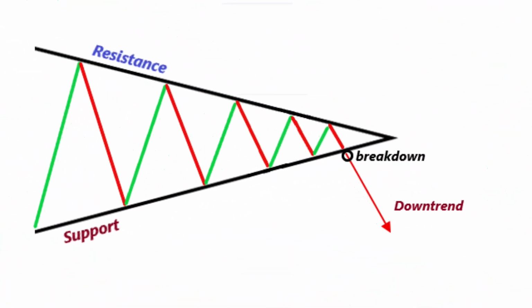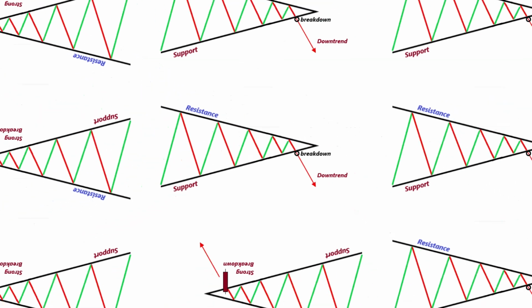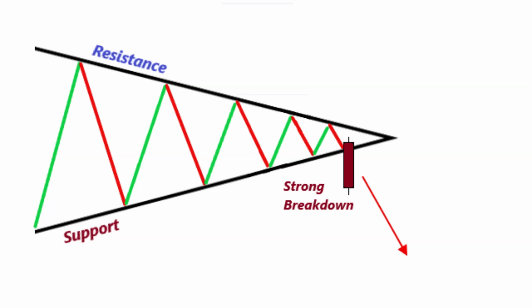When price breaks below the support line in a symmetrical triangle pattern, it often signals a continuation to the downside. These breakdowns usually appear in two different cases. The first case is a strong breakdown. Price moves below support with strong momentum and increasing volume, often continuing lower without looking back.